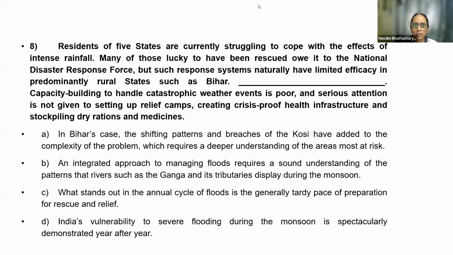So here's your next one. Now this is a big passage. Read it carefully. When you have a big passage, what do you do? Break it down, or I would say read it in bullet points. Just look at the keywords of each of the sentences and then figure out how to deal with it.